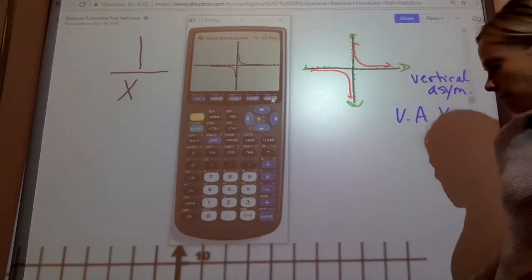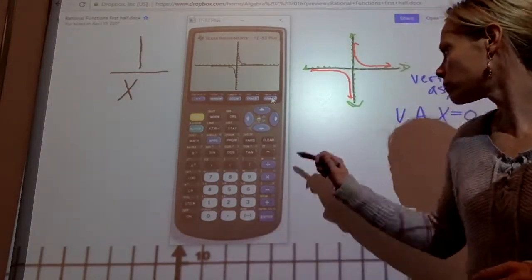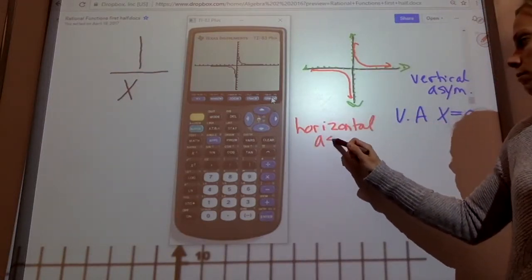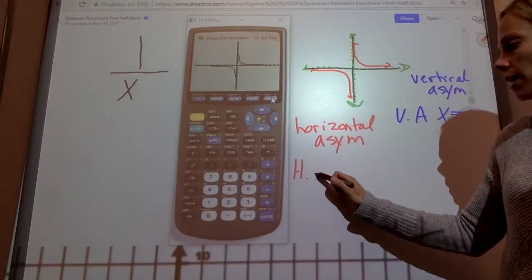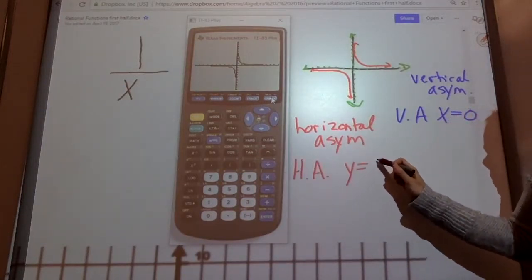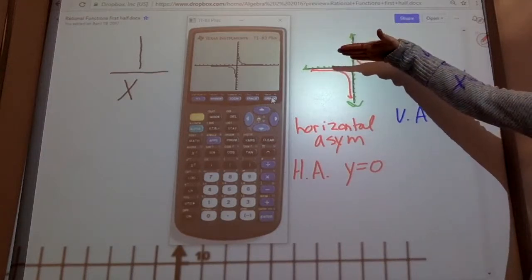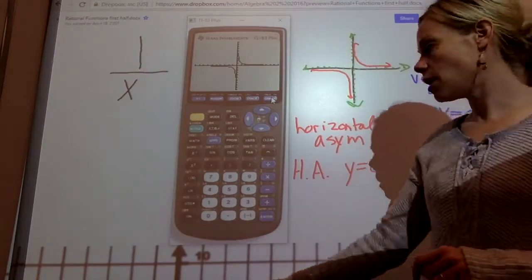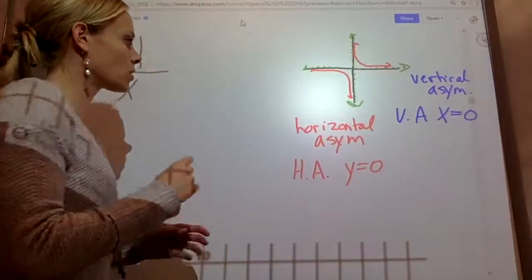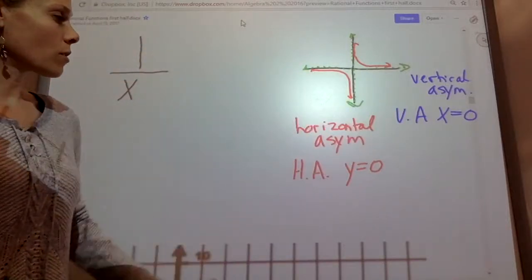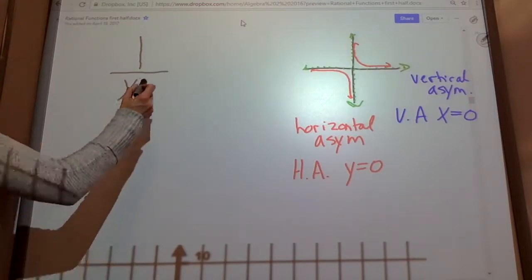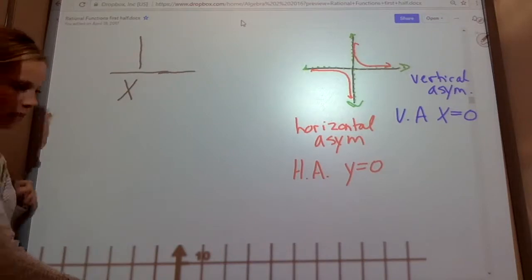Our horizontal asymptote, and we can abbreviate it HA, is at y equals 0. Because y equals 0 is this line, and my graph will never touch that. So that's what the parent function looks like, with vertical and horizontal asymptotes.